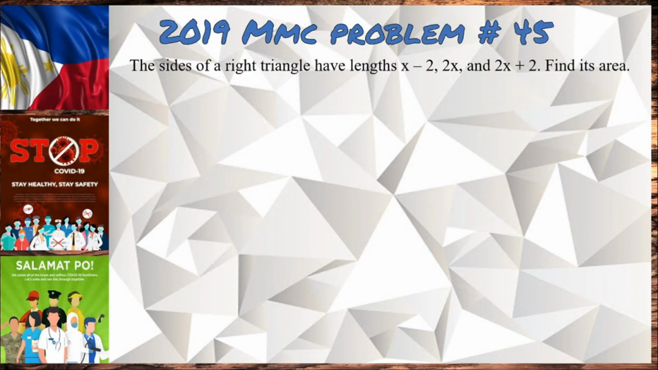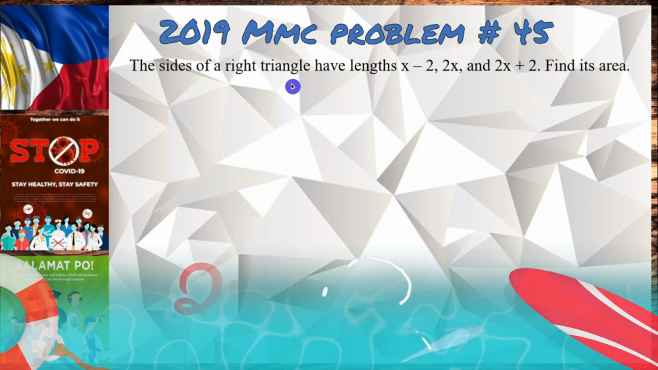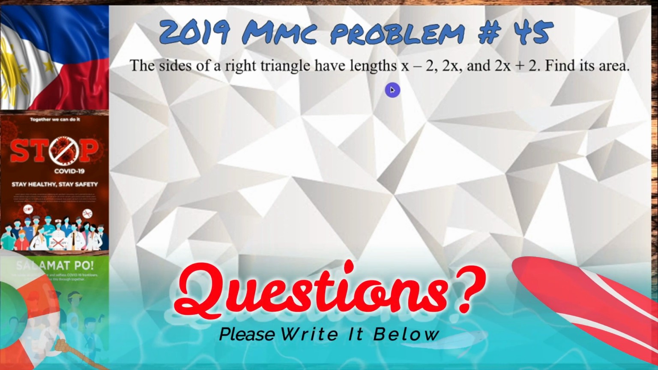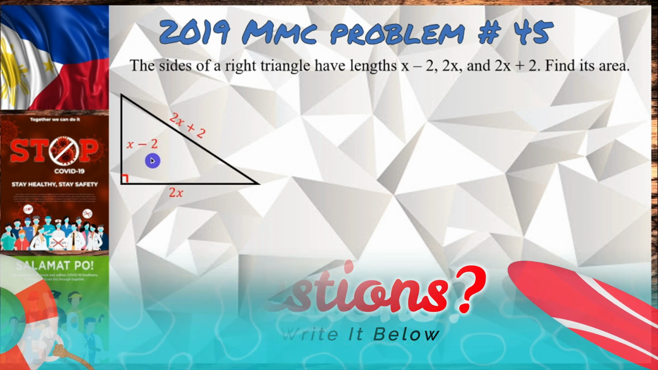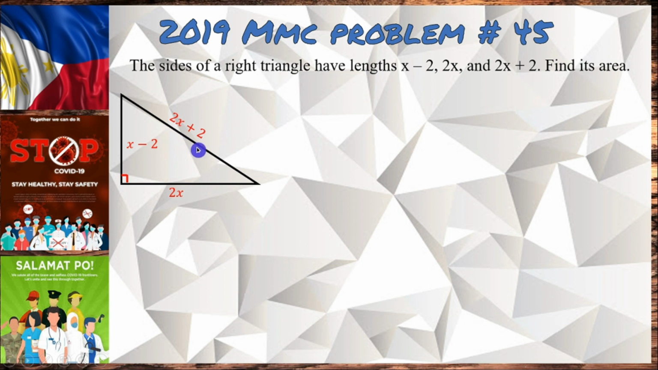Problem number 45. In this problem, we are asked to find the area of the triangle. To start, let us illustrate the given first. Of course, the right triangle has the lengths x minus 2, 2x, and 2x plus 2. So we cannot solve yet the area because the givens are all expressions and we don't know the value of x first.